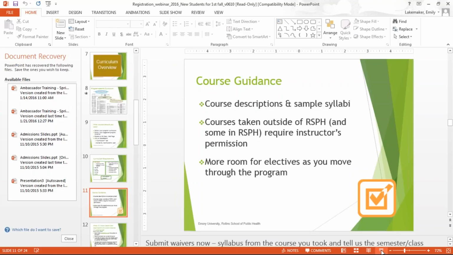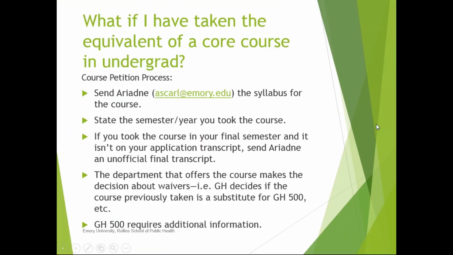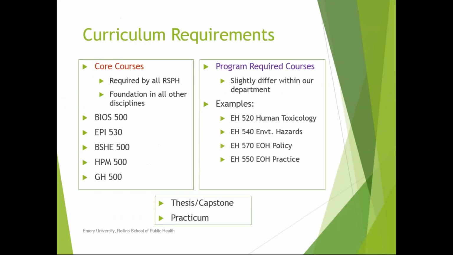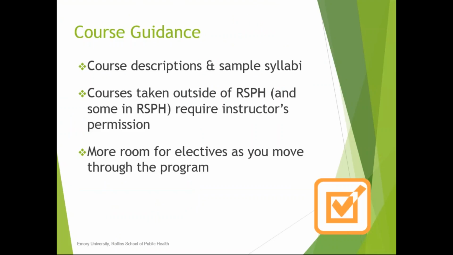So some classes require instructor's permission, including some of the things that you'd see on the special notes. Sorry, it's okay. Oh, there we go. Okay, so some of the special notes might say instructor's permission, or if you want to take something outside of Rollins, at any other school. I think in August they're going to announce some classes that might be available at the business school, and other classes that you just need instructor's permission for.